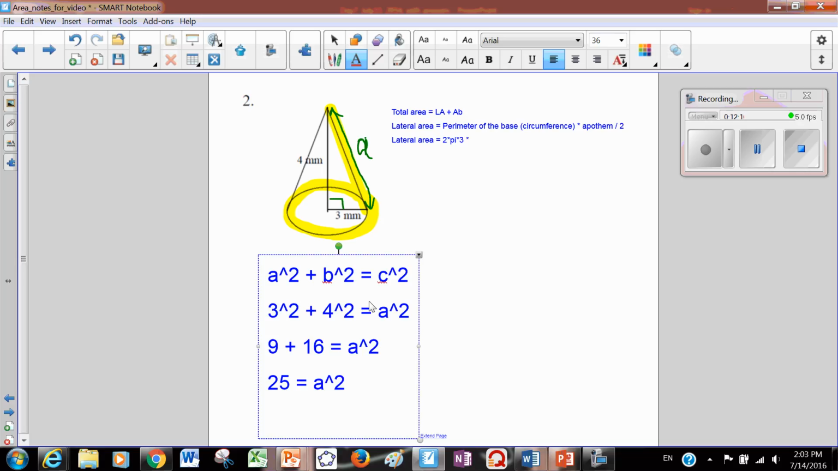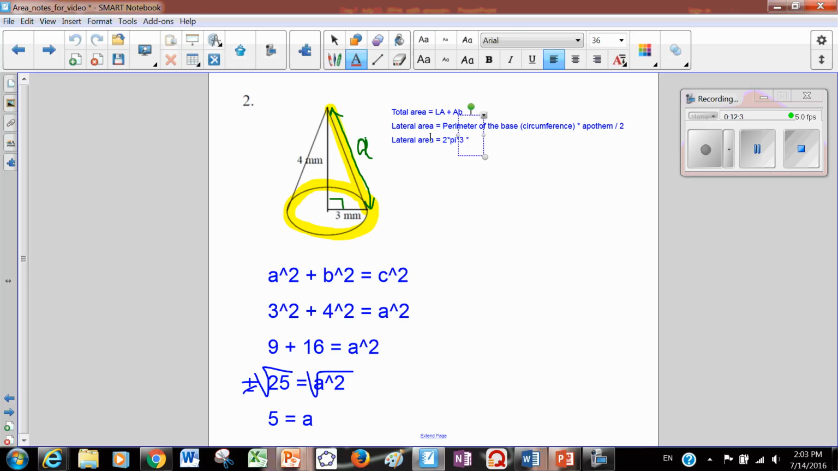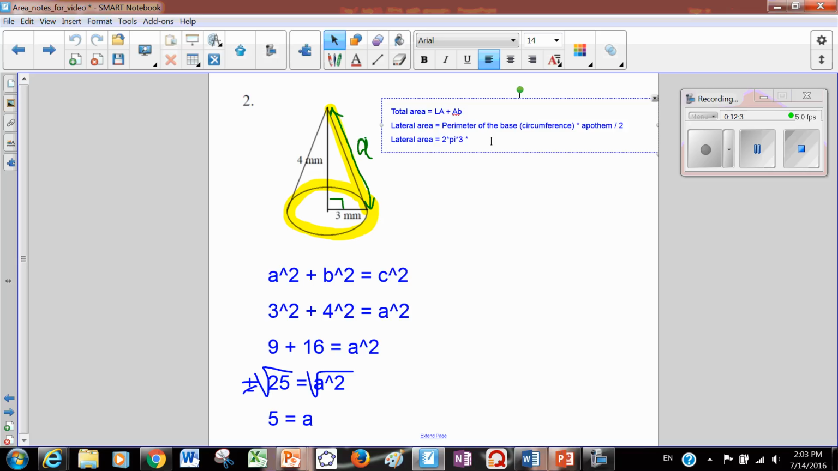So how do we get rid of a square? We square root. So on each side, we could square root here and square root here. It would be plus or minus, but we can get rid of the minus because it's an apothem. It has to be 5. So we figure out the measure of our apothem. So let's come back to our formula here. Okay, so the apothem was 5 and then divided by 2.